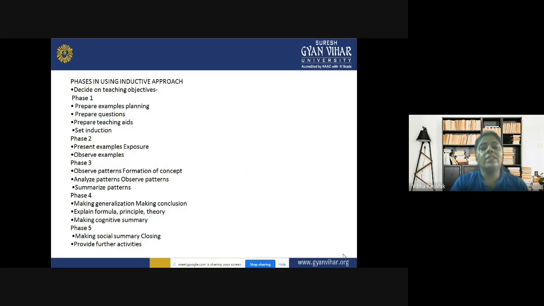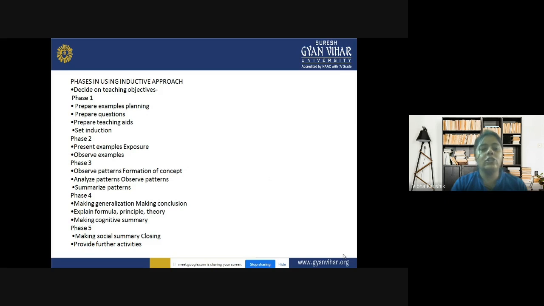Now, phases in using the inductive approach. Decide on the teaching objective: what are the teaching objectives to teach that particular concept? Phase 1, planning: prepare the examples that you are going to share with the students, prepare the questions related to them, and prepare some teaching aids to teach that particular concept.